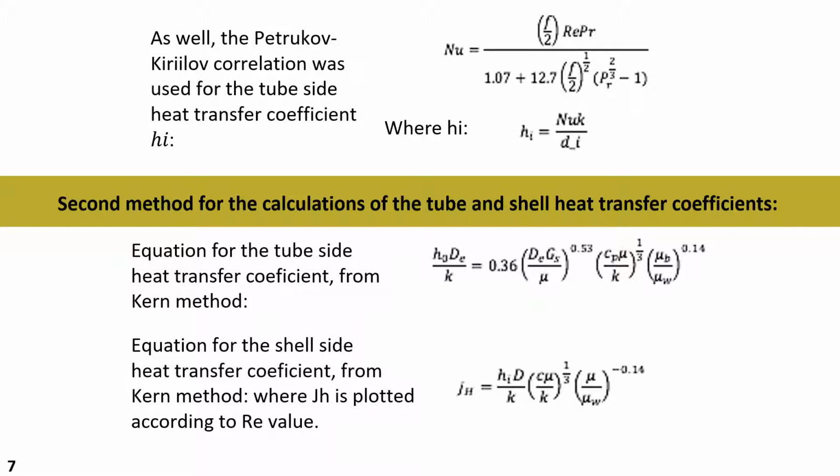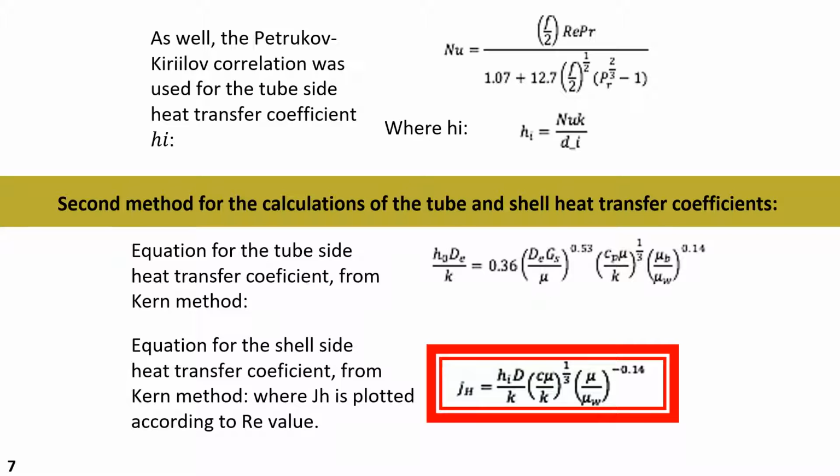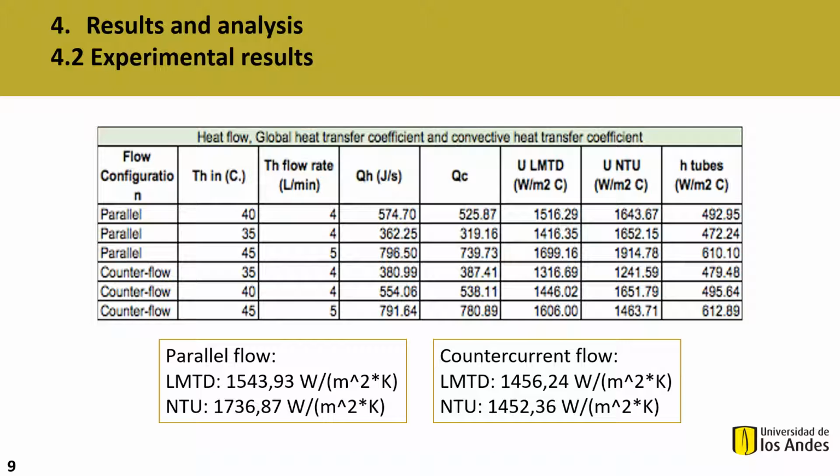On the other hand, the second method was based on Kern's correlations, where for tube and shell side coefficients the following were applied: this is the equation for the tube side and this is the equation for the shell side, where the JH value is found plotted in Kern's book and his solver. After this, the respective method coefficients were applied in the general resistance equation for the results to be compared regarding each method. The correlation for the stainless steel was used to calculate the resistance of the alloy based on the composition of each of the components of this.